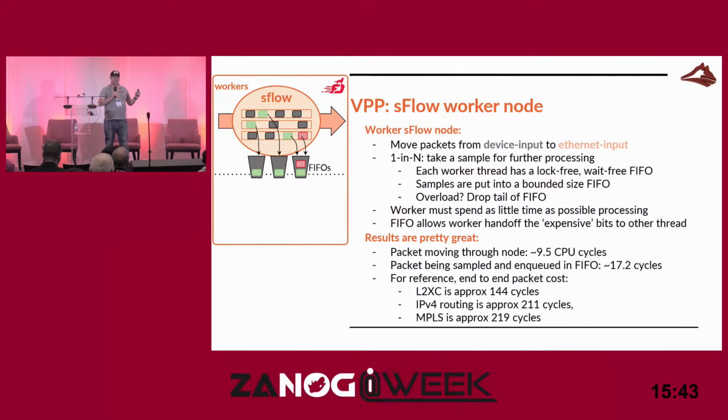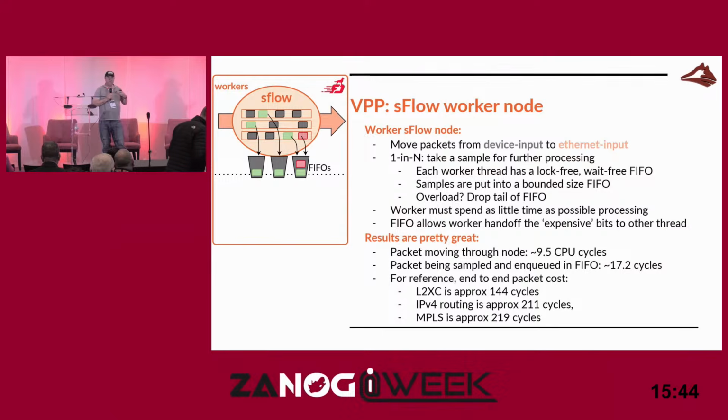It makes a copy of the first 128 bytes of the packet and then puts it in a lock-free and wait-free FIFO queue. And if the FIFO queue happens to be full, well, we give up and we drop the packet, right? So we're not going to try to overload the system if there's, for example, 100 million packets per second going through this interface all of a sudden. So we end up filling the FIFO queue, and if it's not drained fast enough, we drop them from the tail. And the goal is that the worker here spends as little time as possible processing these packets.